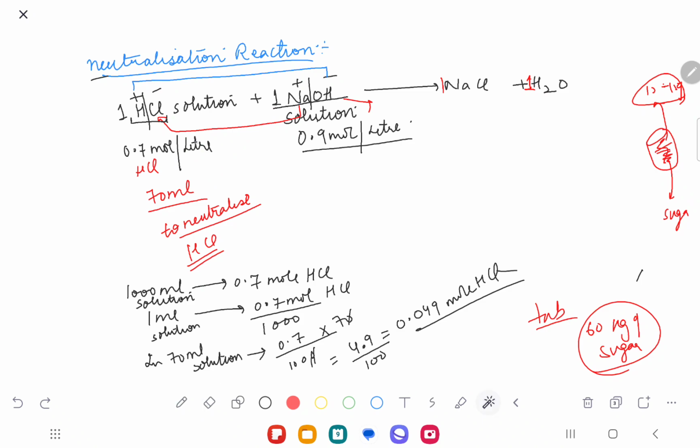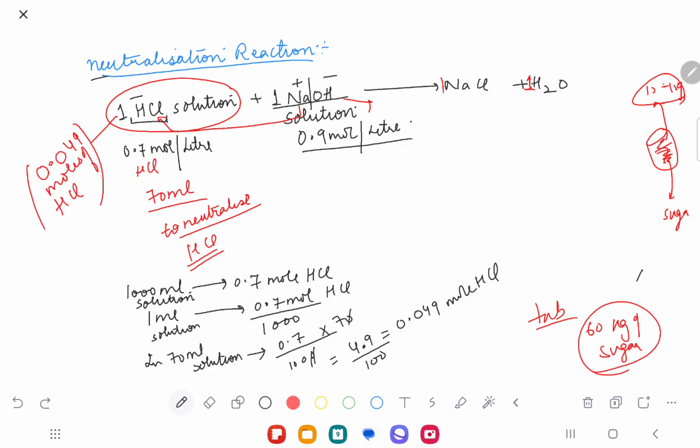So I have not taken one full liter of solution. I have taken only 70 ml. This is a point to understand properly. So you say that 1000 ml of solution will have this many moles of HCl, so 1 ml solution will have this many moles of HCl, so 70 ml solution will have 0.049 moles of HCl. Understood or not? So basically, this solution that I'm talking about has 0.049 moles of HCl.